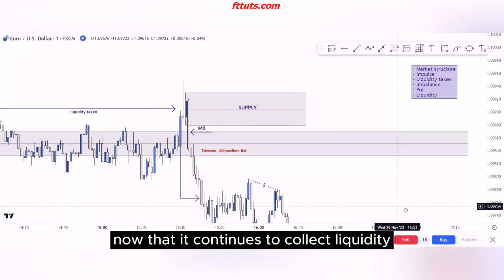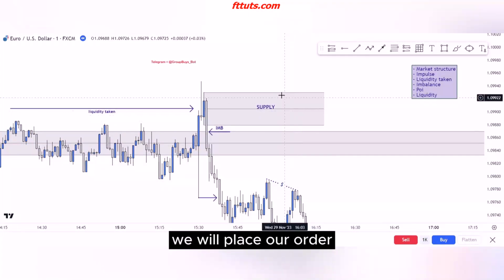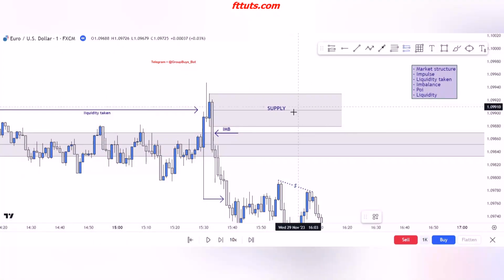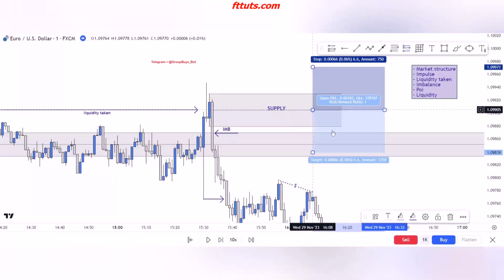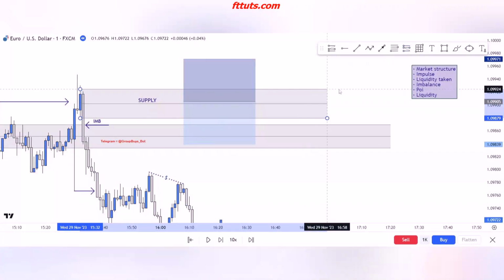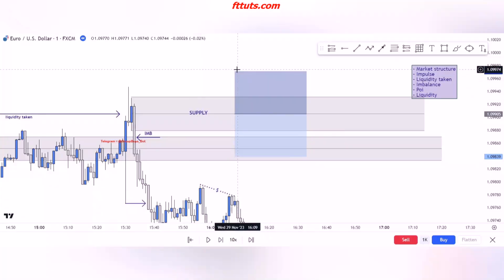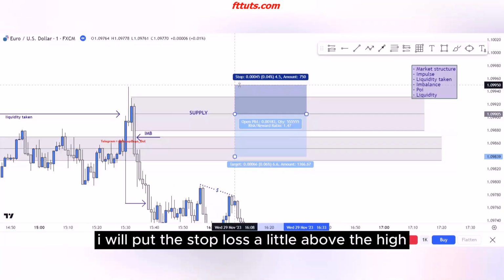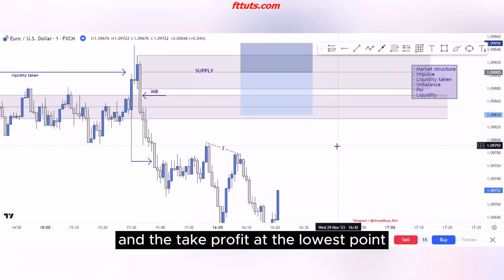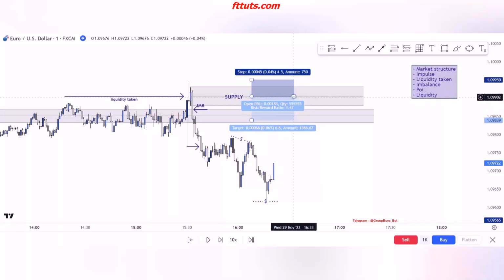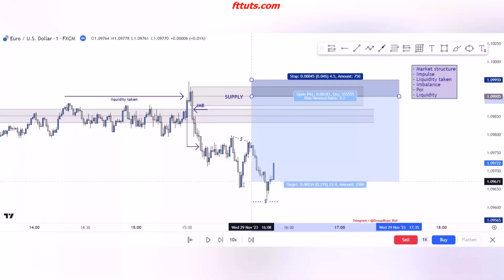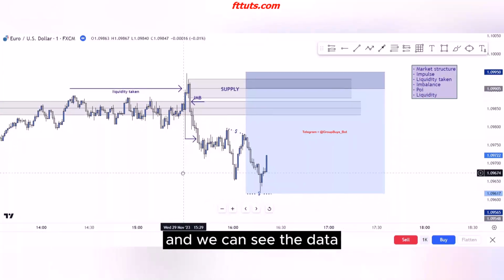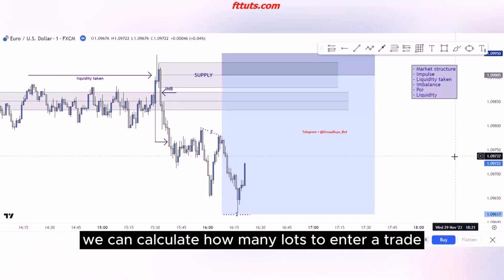Now that it continues to collect liquidity, we will place our order and calculate how many lots to enter a trade. I will put the stop loss a little above the high and the take profit at the lowest point. Now that we have placed the trade and we can see the data, we can calculate how many lots to enter a trade.